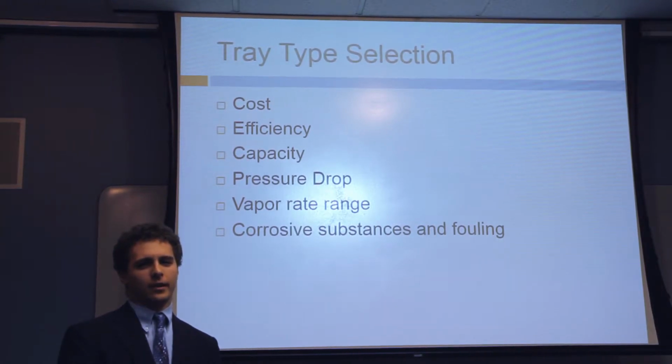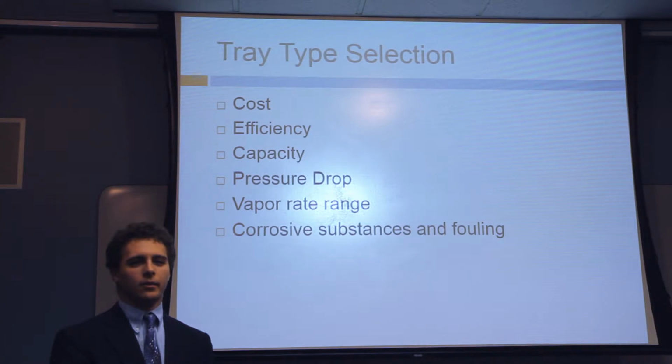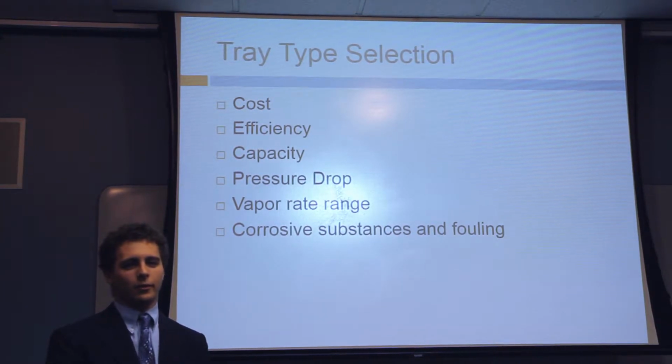Efficiency is similar for the three types. The order from most efficient to least efficient being sieve, valve, bubble cap. Capacity is similar for sieves and valves, and a little bit lower for bubble caps because the bulky bubble caps don't provide room for as many pores per unit area.